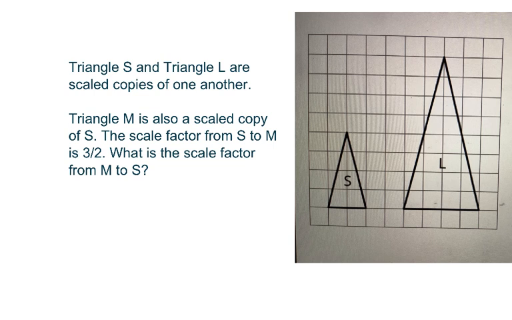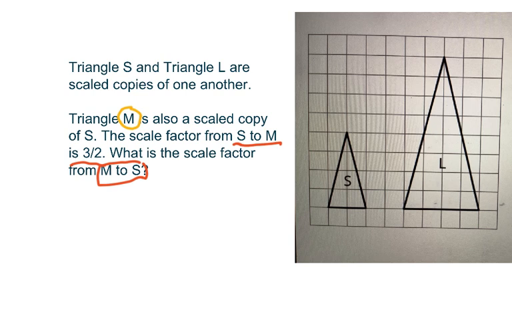So this is one of those problems where we need to read really carefully, right? We know that the two triangles that we see here are scaled copies of one another. Great, except that what we're actually asked to work with is triangle M, which we don't have a picture of. And all the information that we have, for example, saying the scale factor from S to M is 3/2, is also referring to a triangle that we actually don't have a picture of yet. And the same thing for the question itself, where we're asked to find the scale factor going the other direction, it's referring to a triangle that we don't have.